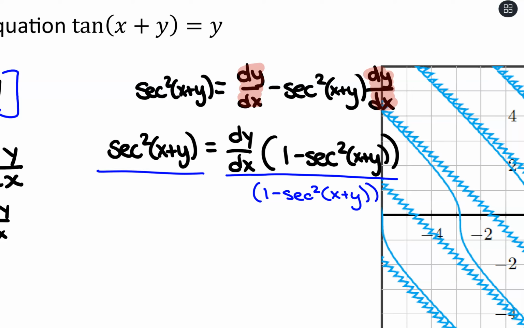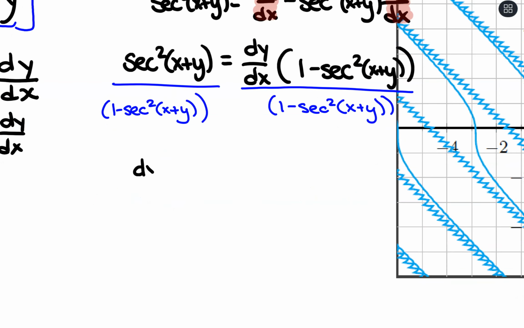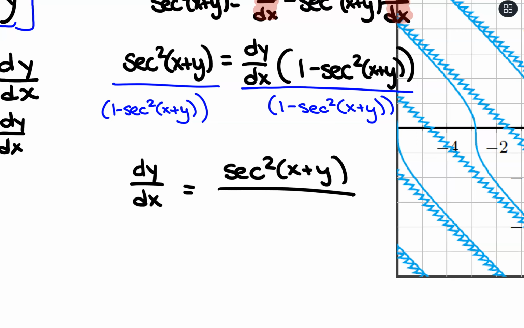So when you have dy dx on both sides of the equation, get it to one side together, and then you'll have to factor it out so that you can divide everything else away. So that would leave us with dy dx equals secant squared of x plus y in the numerator divided by 1 minus secant squared of x plus y in the denominator.